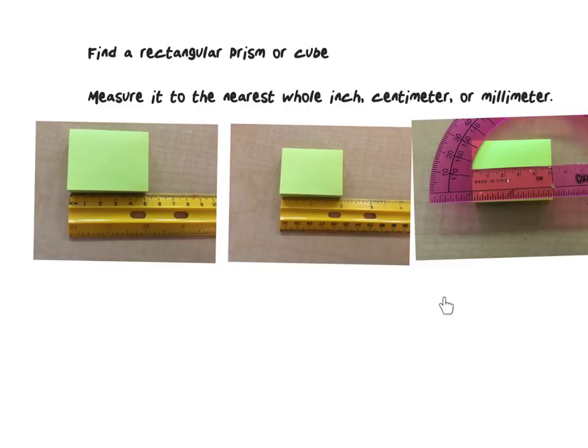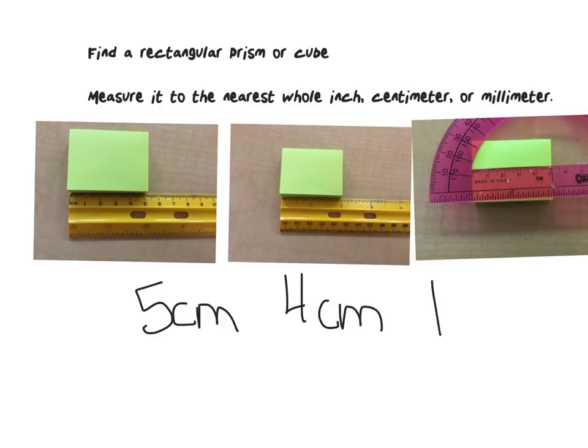So you're going to get 3 dimensions for this. For my Post-it notes, I'm going to use centimeters. I decided my Post-it notes are 5 centimeters long, 4 centimeters wide, and 1 centimeter tall, or the height. So I have all of those measurements. So reviewing the steps so far, we have: find a rectangular prism or cube, measure it to the nearest whole inch, centimeter, or millimeter, and remember those dimensions.